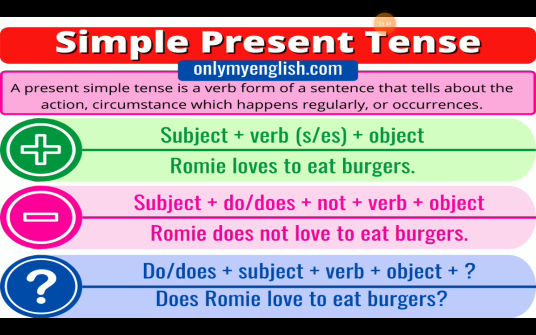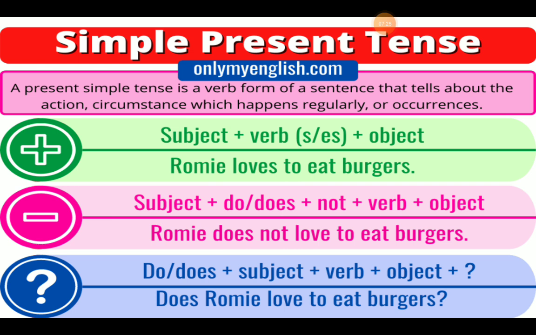The format of present tense is subject plus verb s or es plus object. That is, if the subject is singular, that is he, she, it, if the subject is third person singular, we have to use the VS form. That is, we have to add s or es along with the verb. If the subject is other than third person singular, we can use just the V1 form, right?